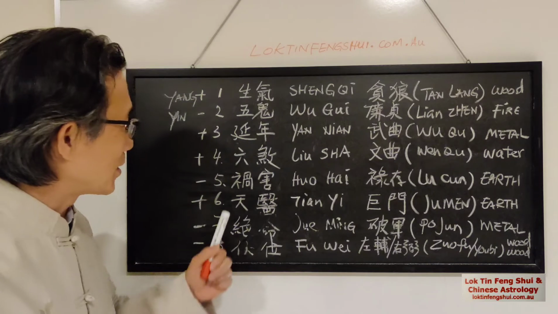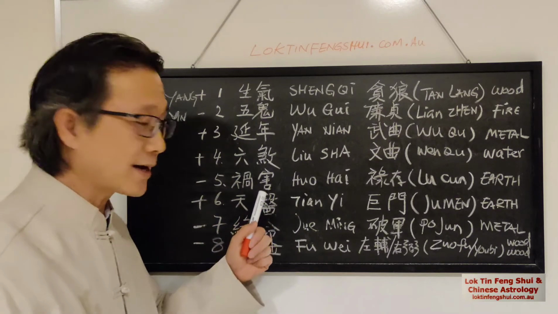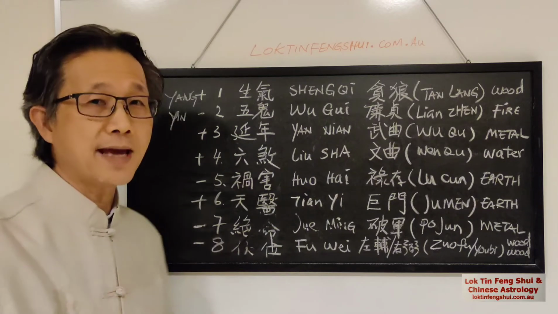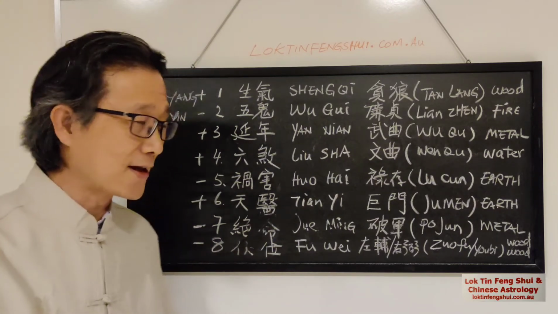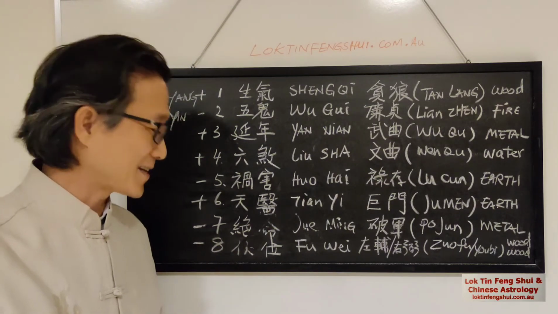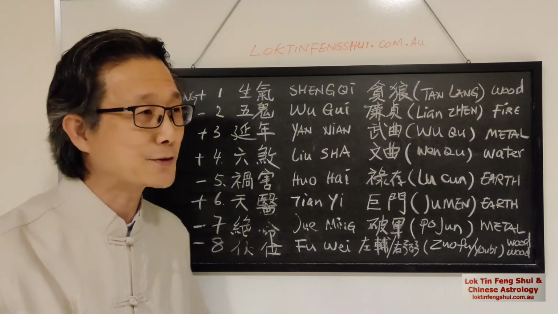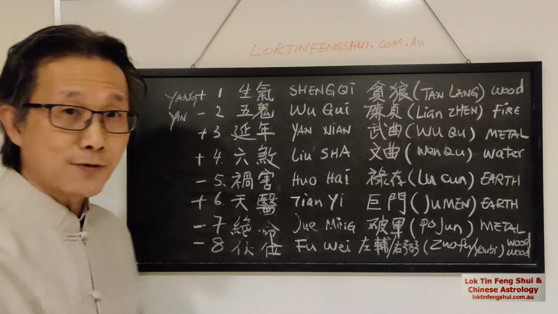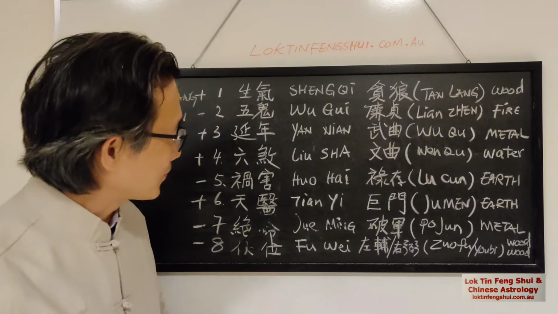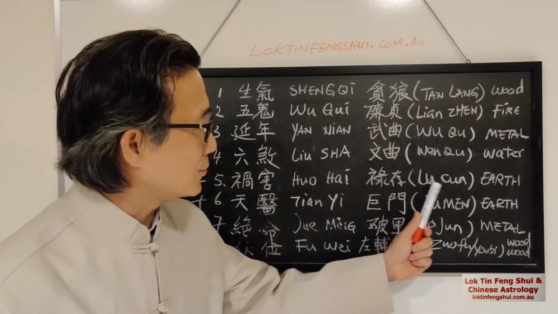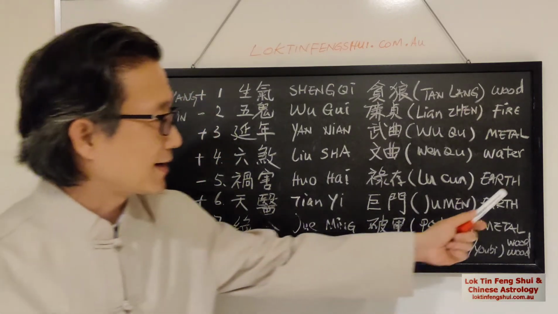Ho Hai is actually quite a bad star here, but it depends on the situation how to use it, because the situation is very important to Feng Shui configuration as well. And the Ho Hai is called Lok Quan or Lu Quan, and that's earth element.